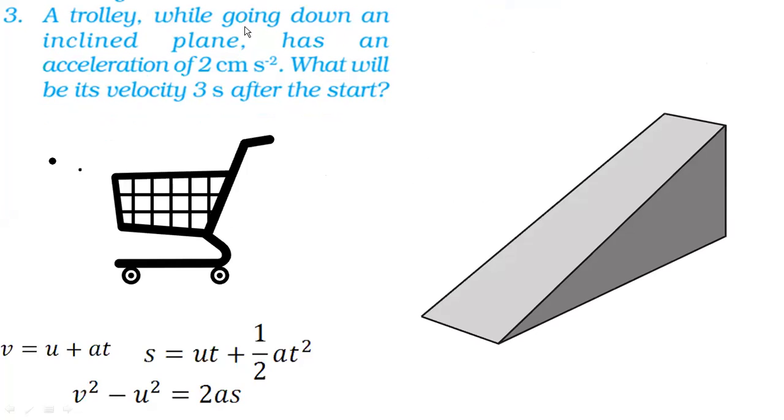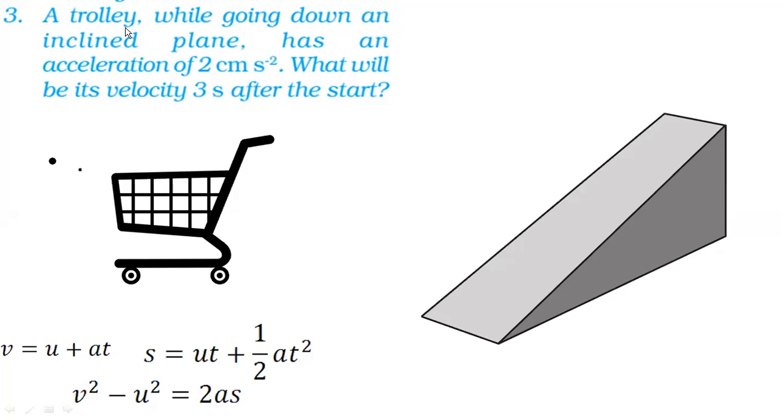So a trolley while going down an inclined plane. Plane means what? Just a flat land. But inclined means what? A slope. Okay, a slope which is available. So inclined means what? Slope. Something like this. Okay, so this is nothing but a plane area, but you can see it has a particular angle, it has a slope. So this slope area is called as inclined plane. So I have shown you inclined plane.